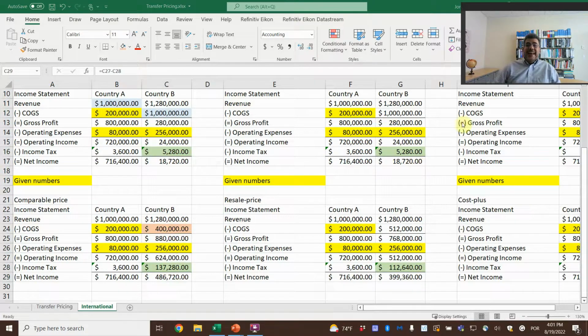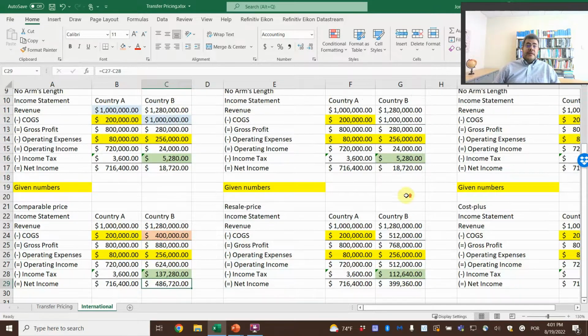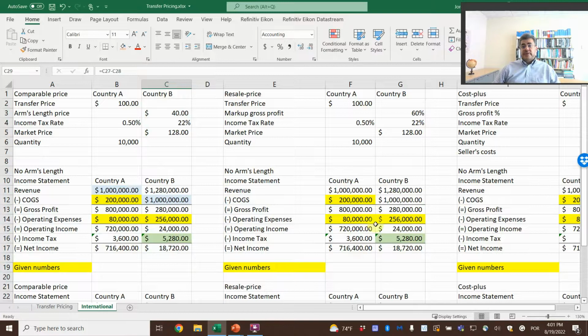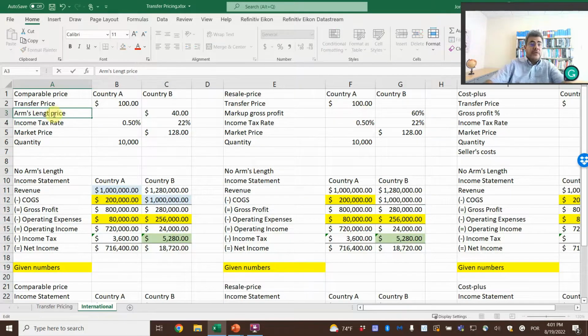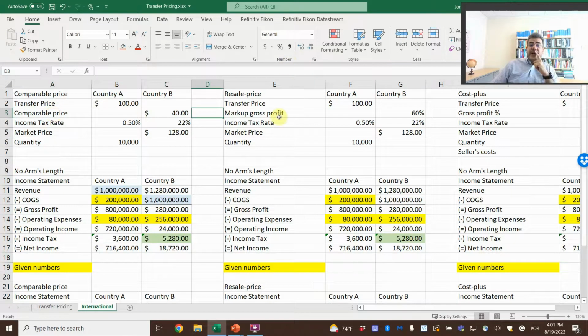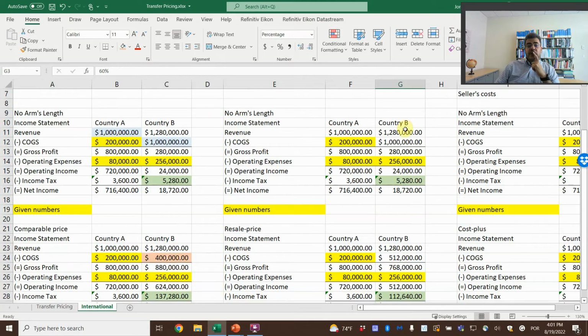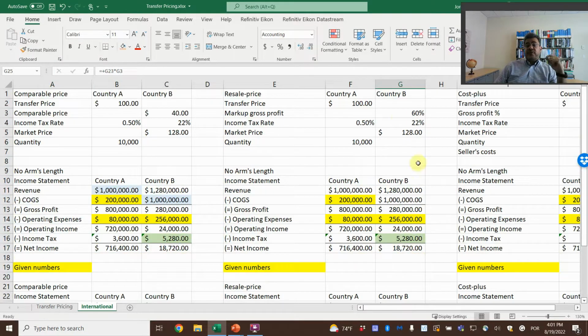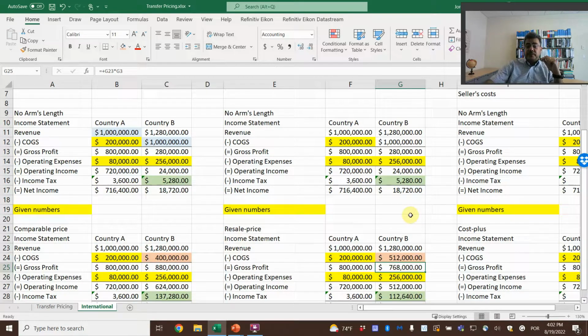Okay, we are back online. So this is our first method, comparable price. The second one, resale price, would be the same, but here what changes? Instead of the arm's length price, or what is on your comparable price, for the resale price we have the markup, gross profit 60. How does it work? We have here an assumed gross profit. So, okay, the regular gross profit is 60% of the revenue.